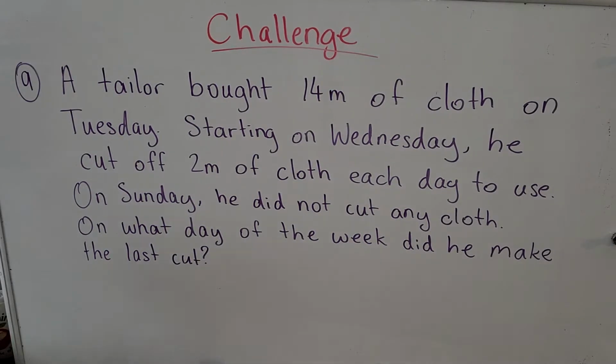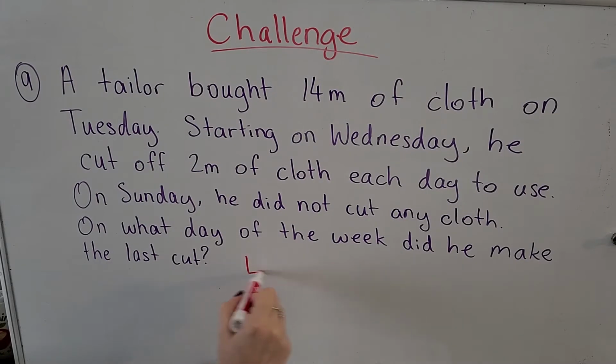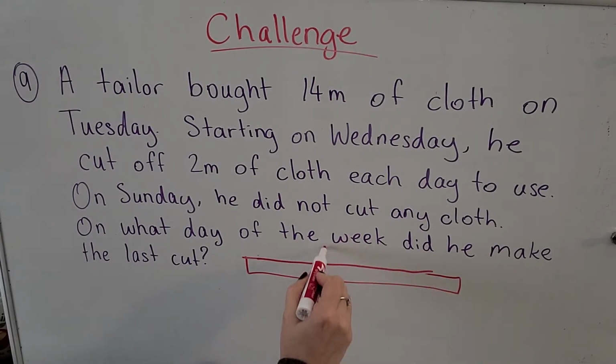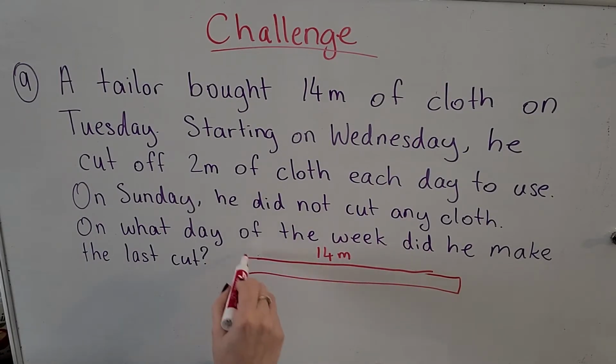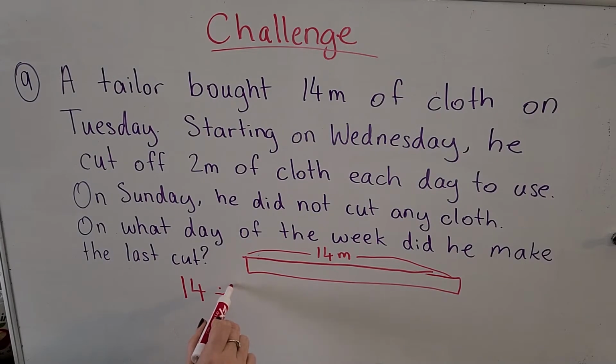So here I'm going to draw some pictures and write down everything that I understood. So we know a tailor has a cloth that's 14 meters. So I'm going to draw my cloth and pretend that this is 14 meters total. From here all the way to here, it's 14 meters. Every time he cuts, he's cutting 2 meters. So we're going to share 14 divided by 2 meters equals, we're trying to find out how many 2's are inside of 14.